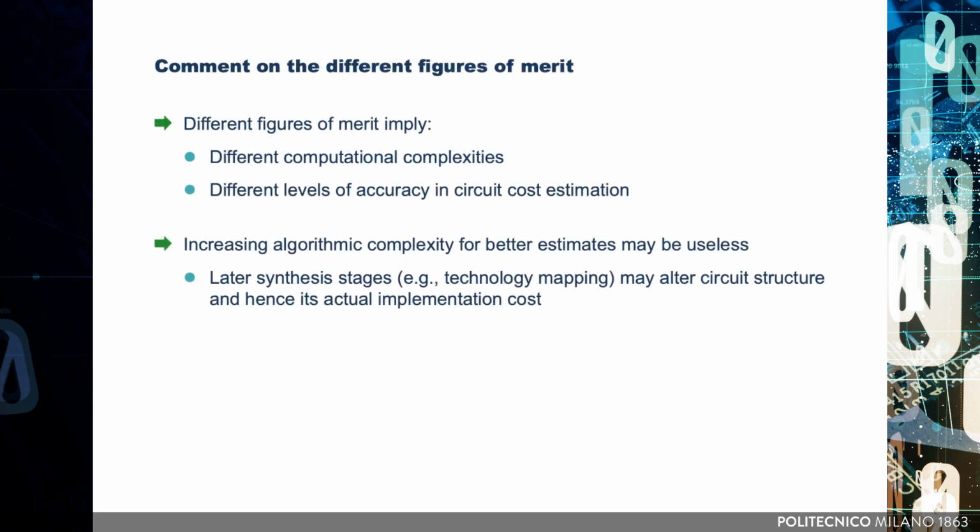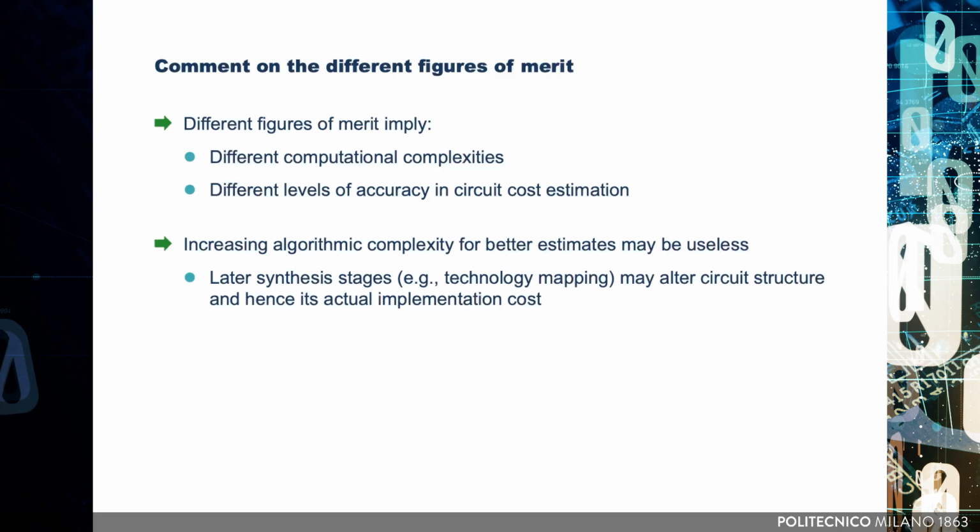Let's wrap up this introduction on figures of merit with a few final considerations. For each extra functional characteristic, different figures of merit can be defined. These may vary in terms of computational complexity and estimation accuracy. Generally speaking, the more accurate the estimate, the more complex the calculation required. However, keep in mind that increasing algorithmic complexity to achieve a better estimate might not actually bring any real benefit. This can happen for several reasons.